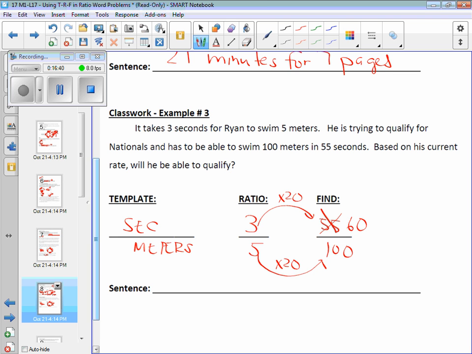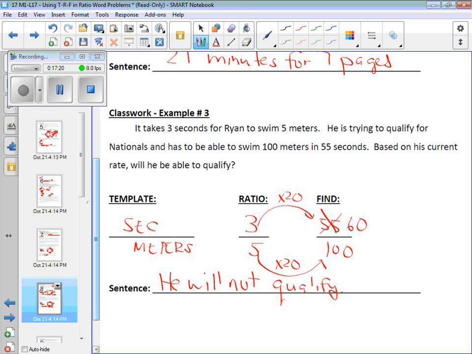Yes or no? Okay. Think about it. Who's the faster swimmer? Somebody that could swim 100 meters in 55 seconds or 60 seconds? 55 seconds. He's not fast enough. He's got to swim 5 seconds quicker. So right now he cannot qualify. He's too slow. He's got to up his times. He's got to be able to do 100 meters in 55 seconds. Okay? A little bit of a wrinkle with that. You have to think it through.